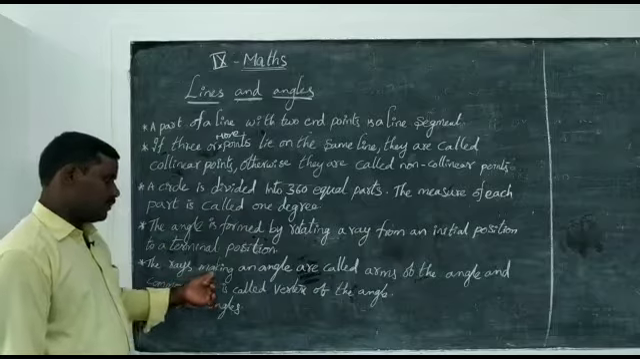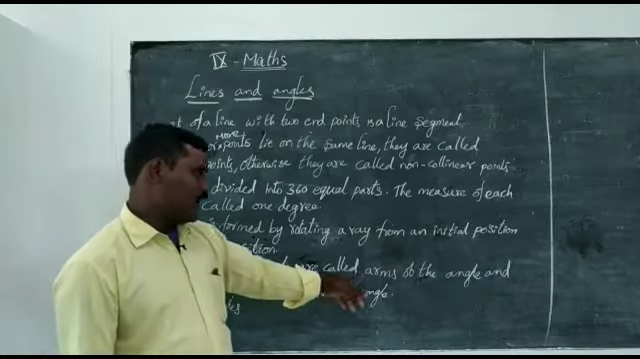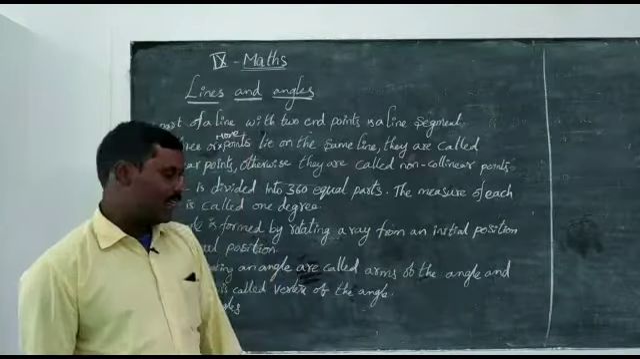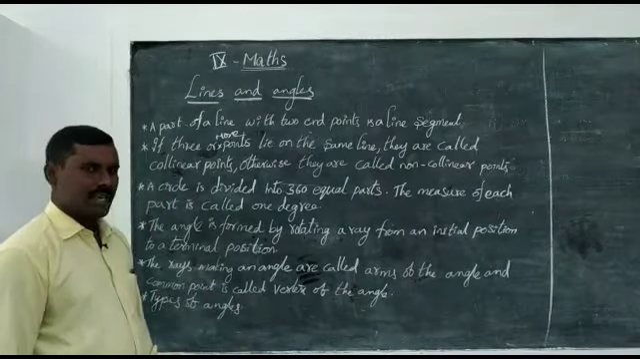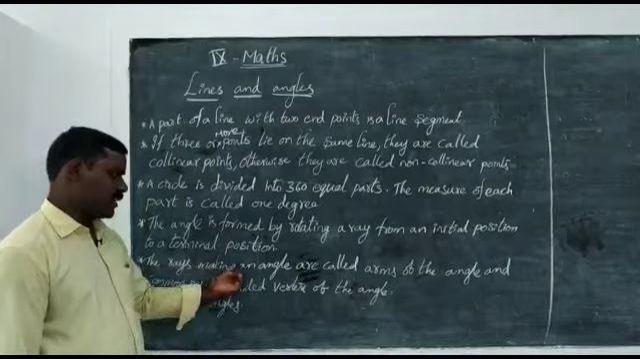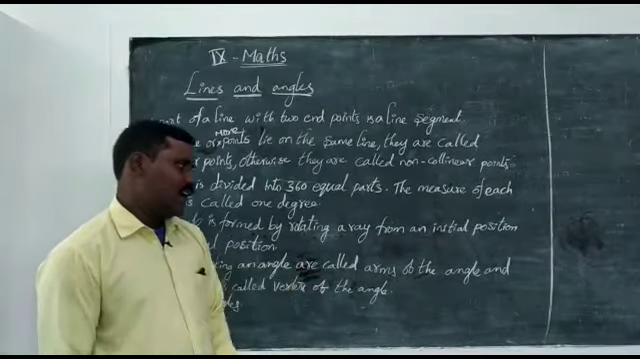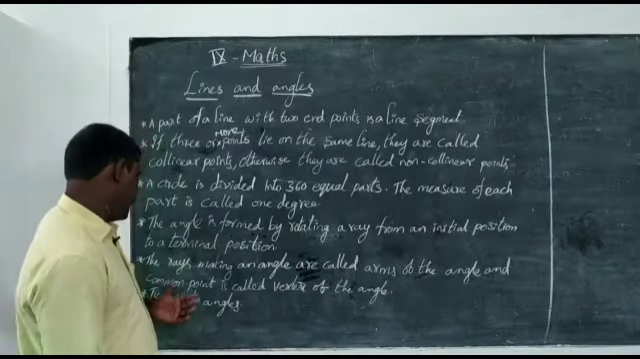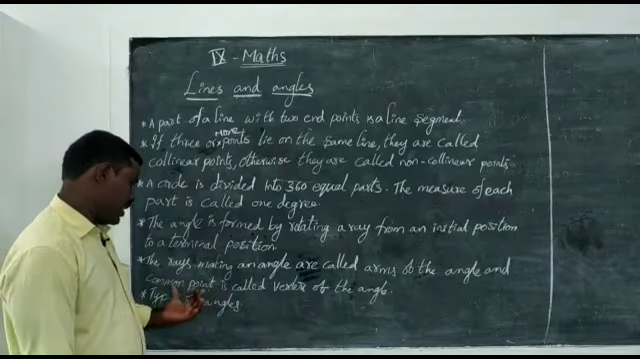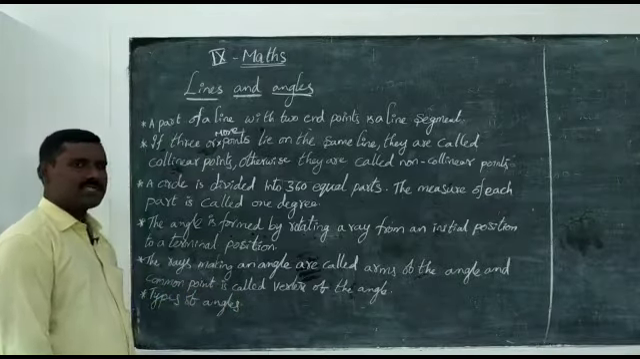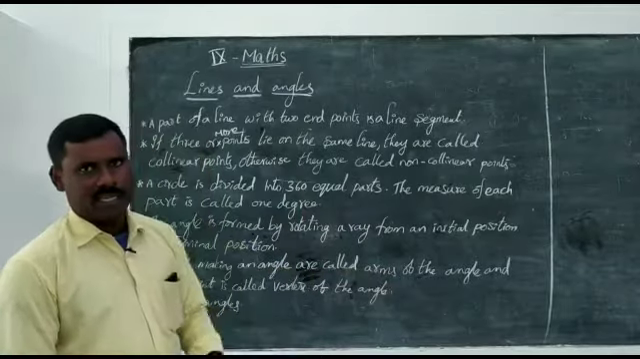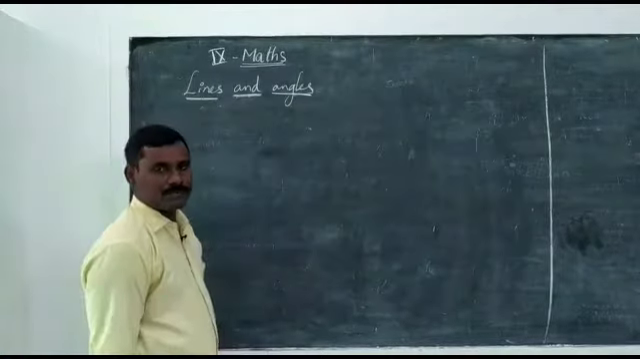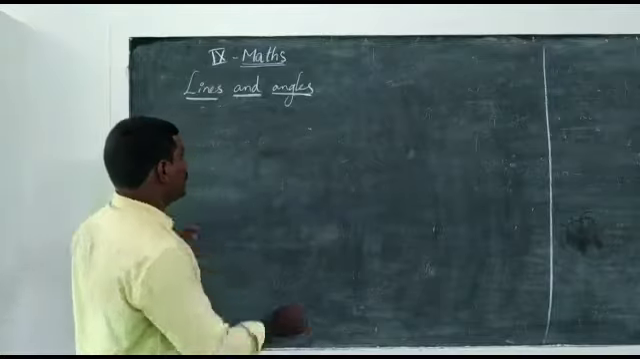The rays making an angle are called the arms of the angle, and the common point is called the vertex of the angle. And we have already seen the types of angles.